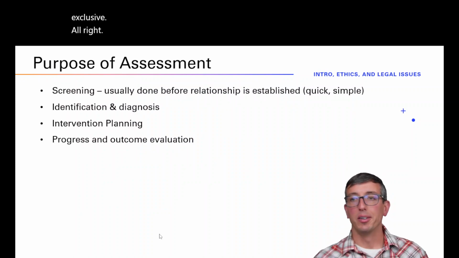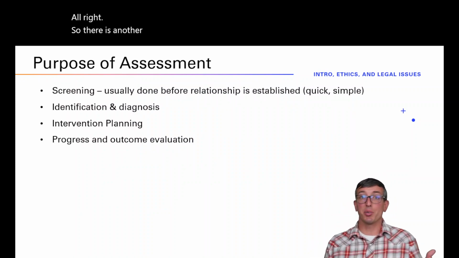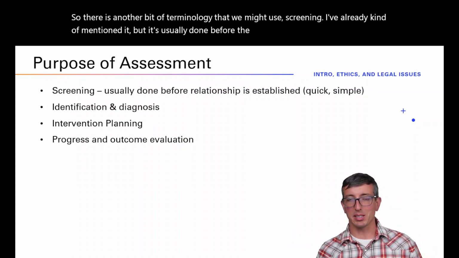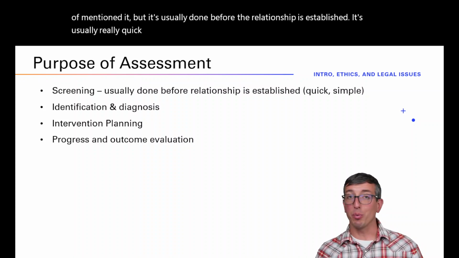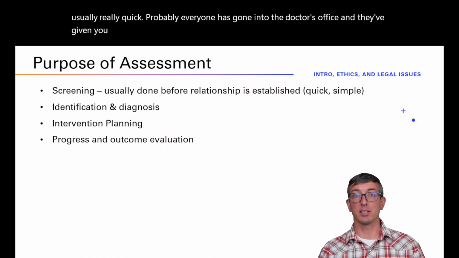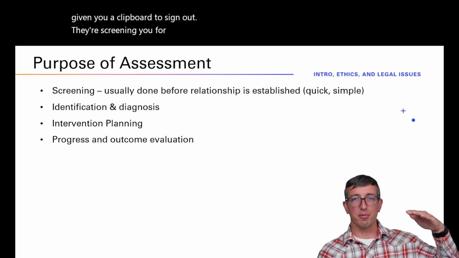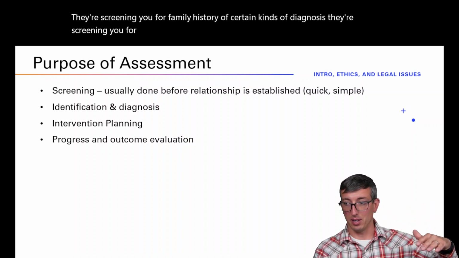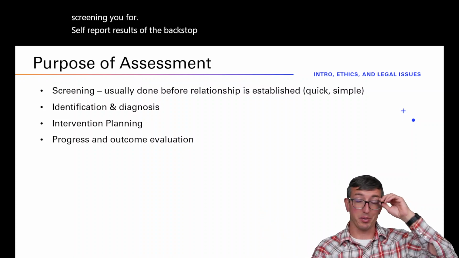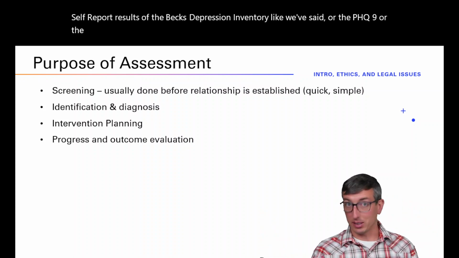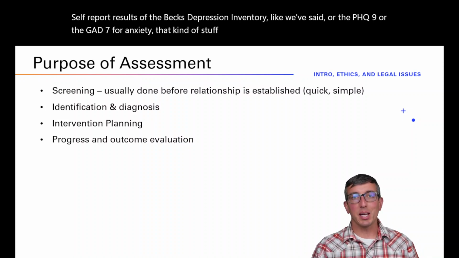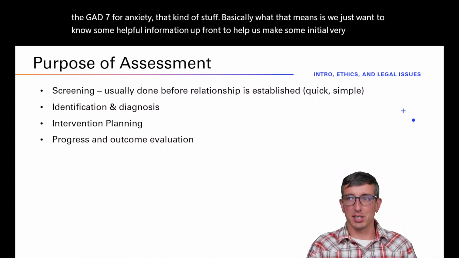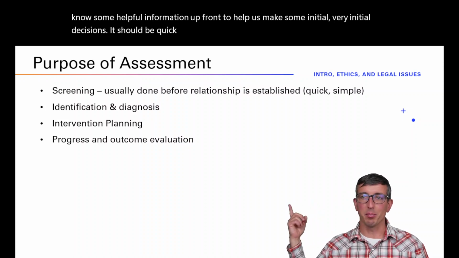All right. So there is another bit of terminology that we might use: screening. I've already mentioned it, but it's usually done before the relationship is established. It's usually really quick. Probably everyone has gone into the doctor's office and been given a clipboard to sign. They're screening you for a family history of certain kinds of diagnosis. They're screening you for self-report results of the Beck Depression Inventory, like we've said, or the PHQ-9 or the GAD-7 for anxiety, that kind of stuff. Basically, we just want to know some helpful information up front to help us make some very initial decisions. It should be quick and it should be simple.